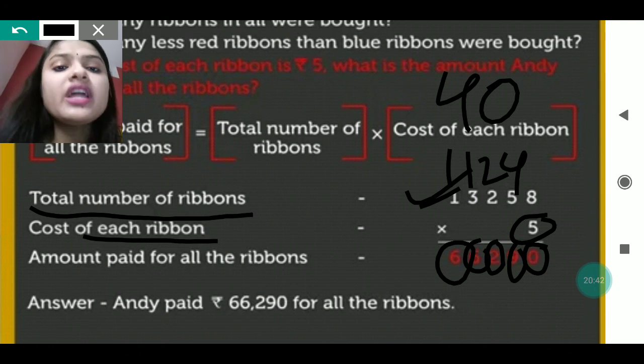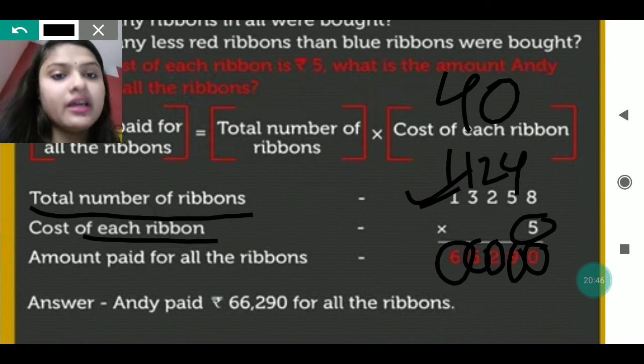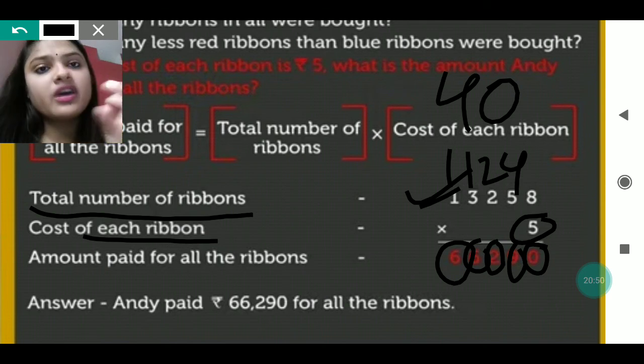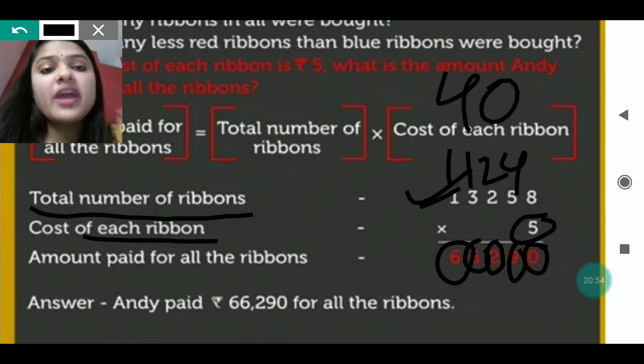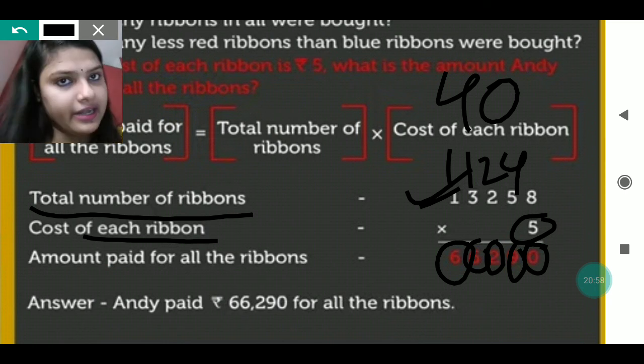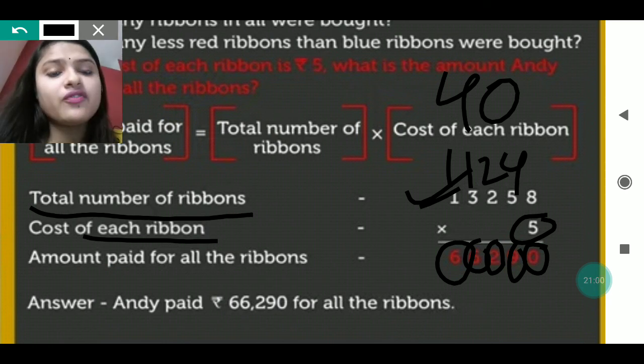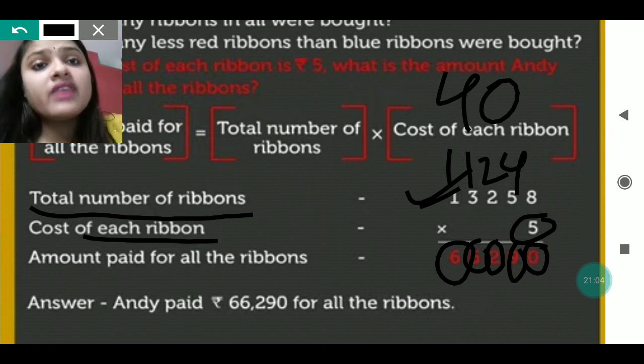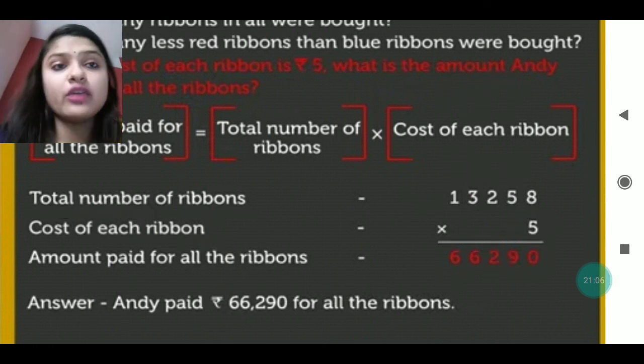So what is the total number of ribbons Andy paid for? Andy paid this much in rupees for all the ribbons, meaning for the green ribbon, the red ribbon, and the blue ribbon. The total amount paid for all the ribbons is 66,290. So at last we will write, therefore Andy paid this many rupees for all the ribbons. In this way, we have calculated this total.